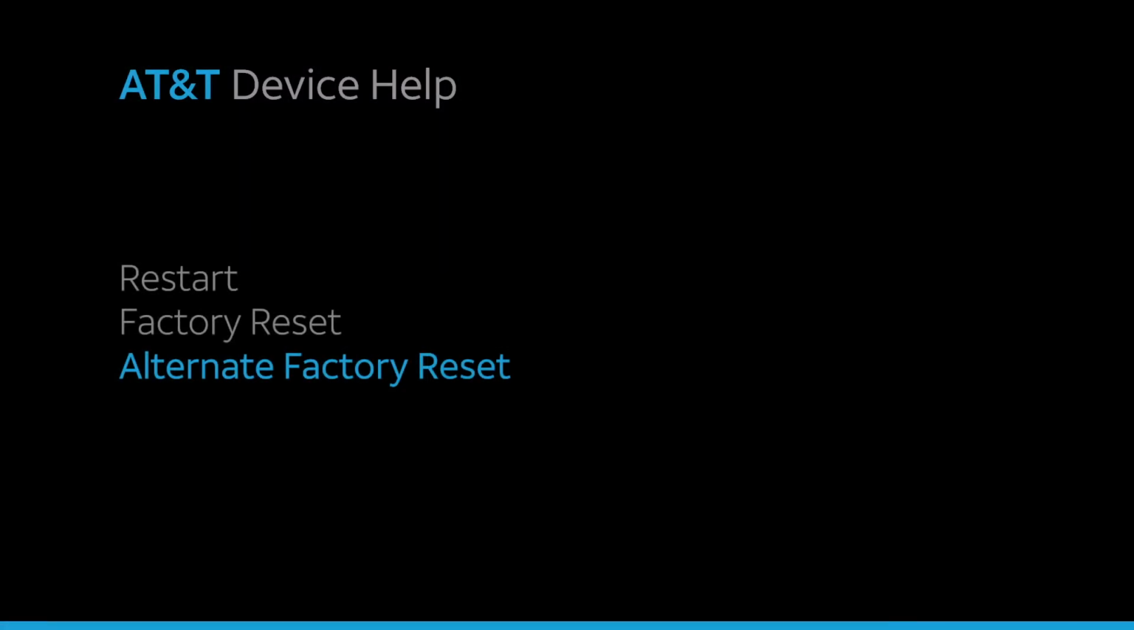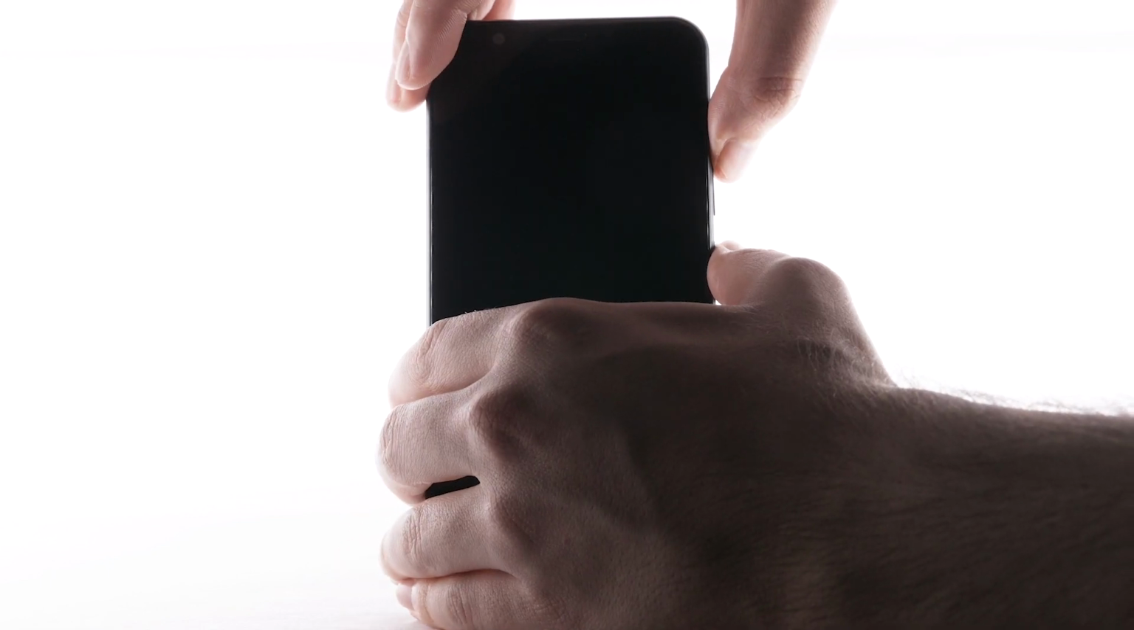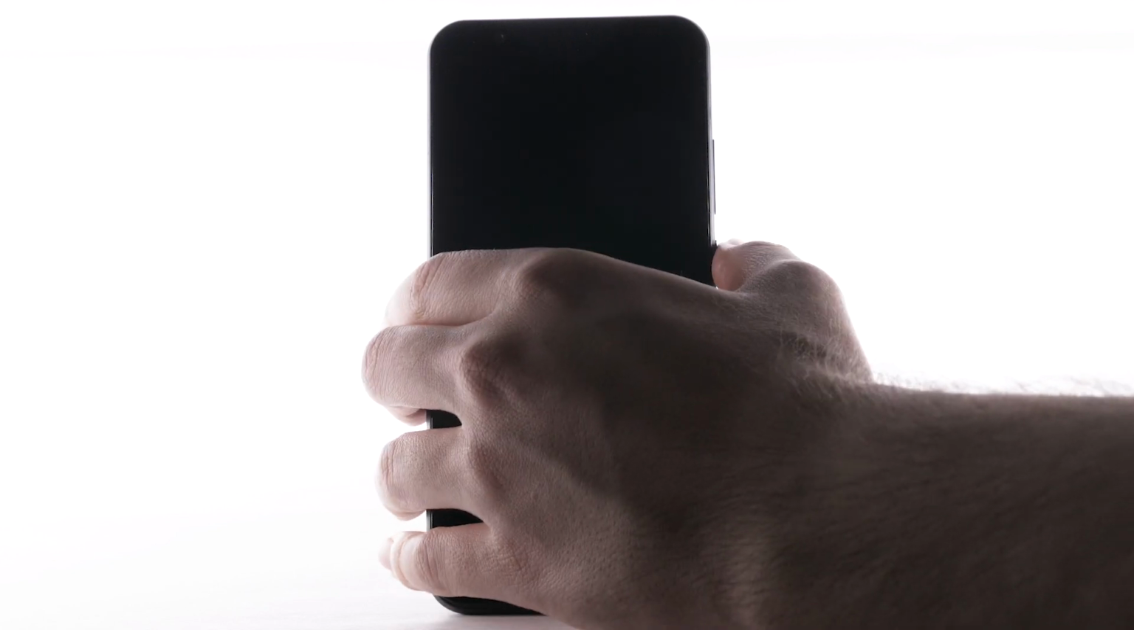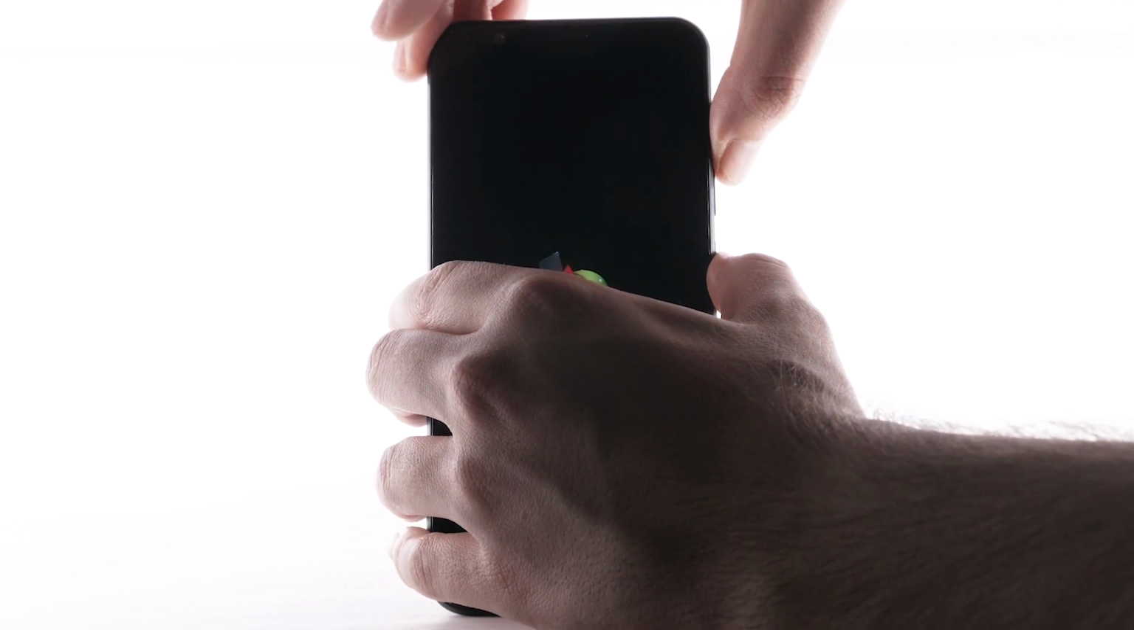Alternate Factory Reset. If unable to perform the standard master reset using the previous steps, try the alternate method by first powering the device off. With your device powered off, press and hold the power lock and volume up buttons until the screen lights up. When the No Command screen appears, press and hold the power lock button, then quickly press the volume up button.